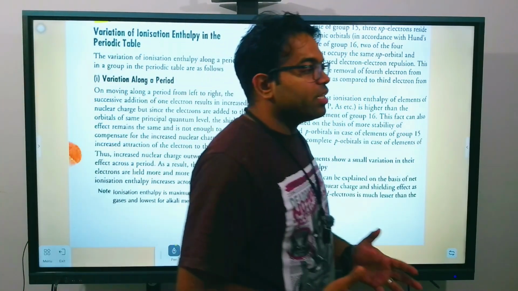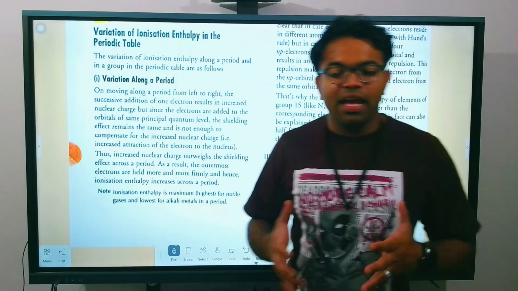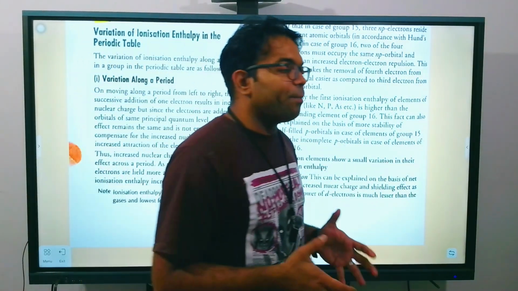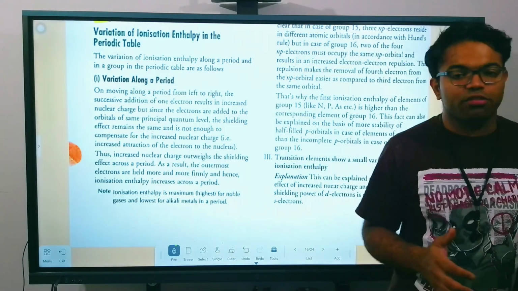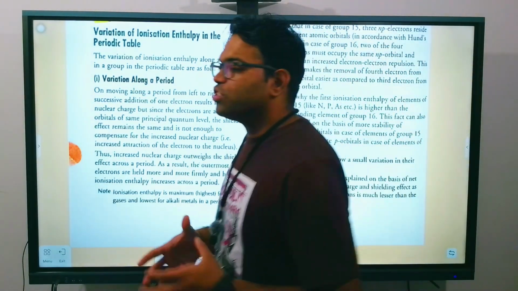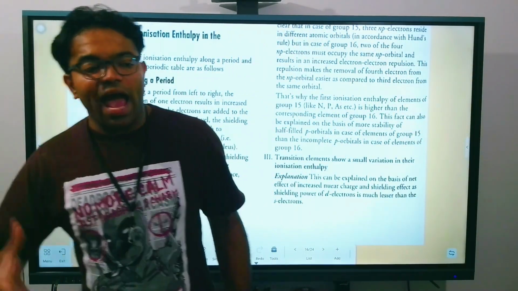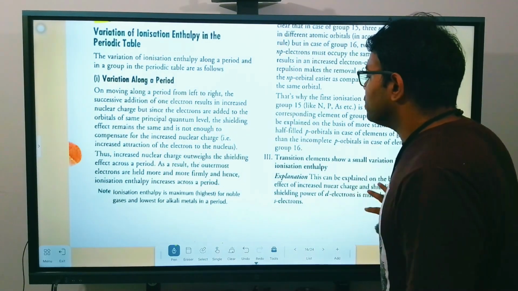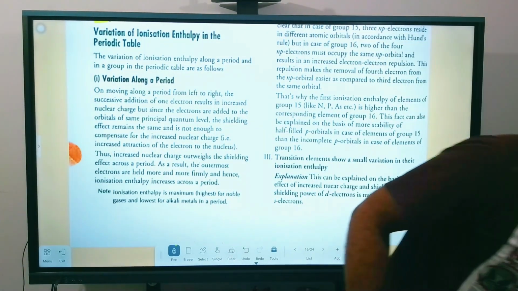Because the effective nuclear charge is increasing, the outermost electrons are closer to the nucleus as compared to the ones at the beginning of the period. Therefore, the ionization enthalpy keeps on increasing as we move from left to right across a period. Ionization enthalpy is maximum. One second.